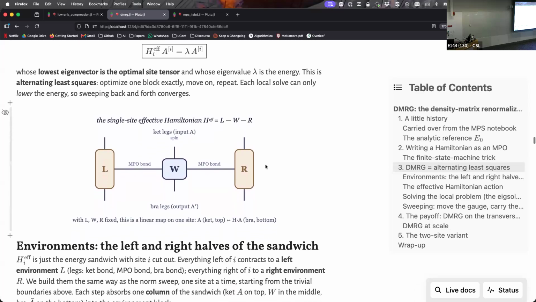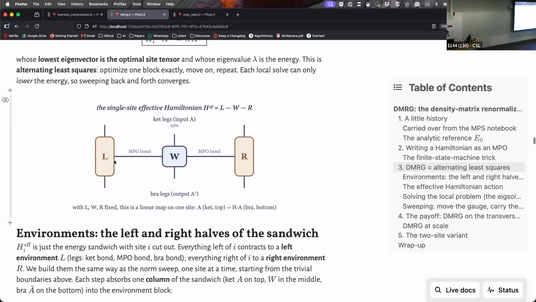And so what does this local operator look like? If you recall, I'm starting from my triple layer state. I'm keeping everything except one site fixed, and so I want to contract everything but one site.